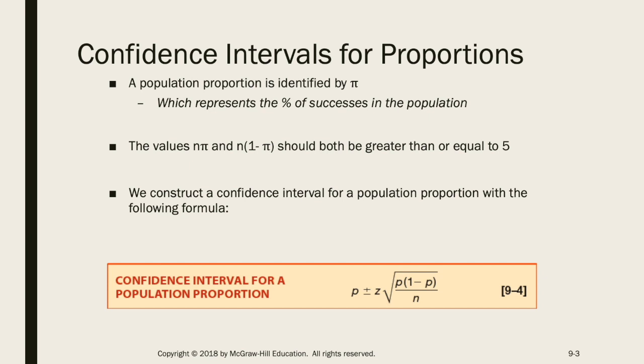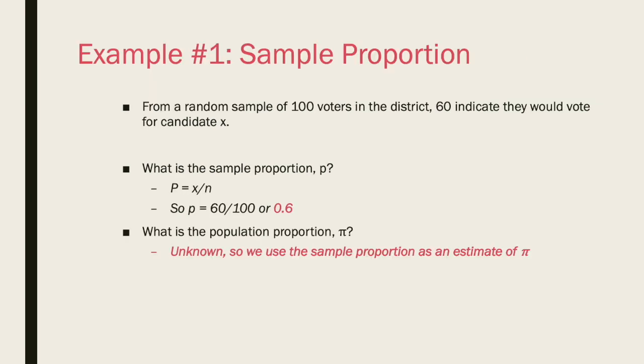Here's your formula for calculating a confidence interval for a population proportion. The lowercase p is the sample proportion, the X over N, so we calculate that first. We find our Z based on whatever confidence level we're looking for, 95%, 99%. Then we have the square root of that sample proportion times 1 minus that value, divided by N, our sample size. But let's plug in some numbers and hopefully make this a little more concrete.